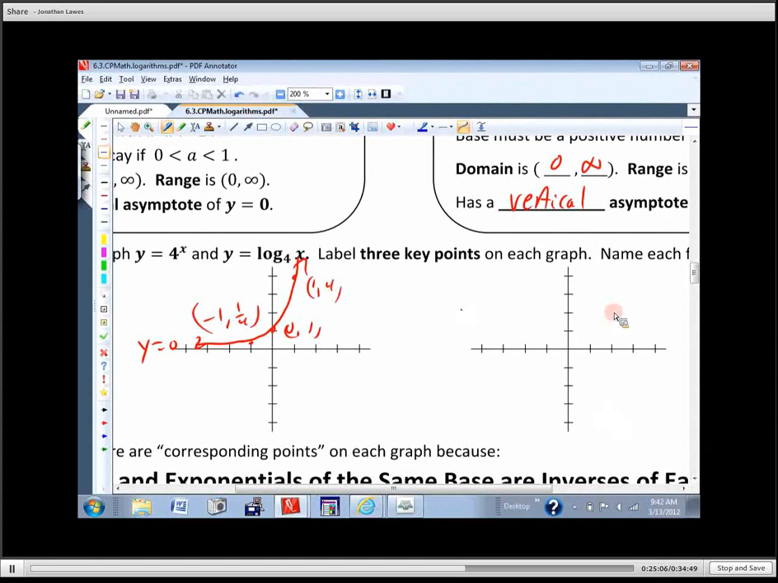What's the log base 4 going to go through? (4, 1). Next, (1, 0). Then 1/4 about right there and down 1. So it's going to look like this. Again, do yourself a favor, draw the asymptote in first. If the exponential has a horizontal asymptote of y equals 0, the logarithm has a vertical asymptote of x equals 0. So it looks something like this.